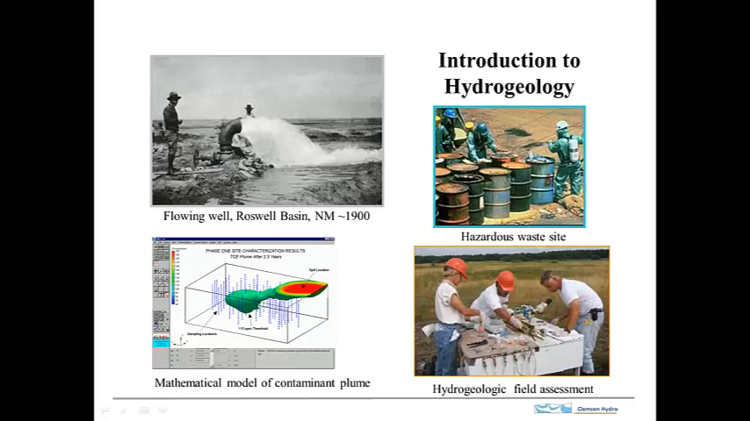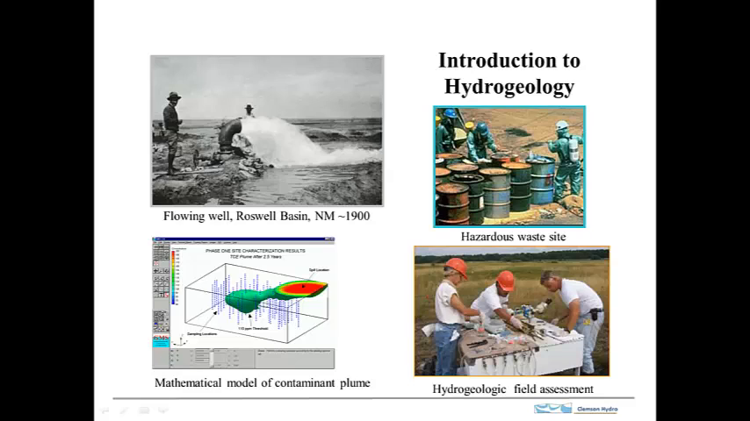Hydrogeology is the study of water in the geologic system. Now, in general, we're interested in water in the overall Earth system, but hydrogeology tends to focus on groundwater. Groundwater interacts with surface water, and that'll be important for a variety of applications, but the overall focus will be on water in the subsurface.